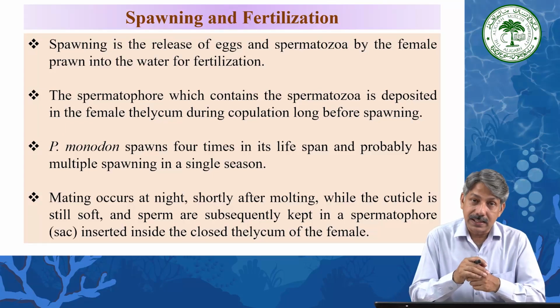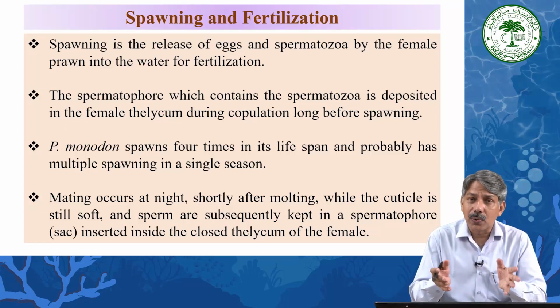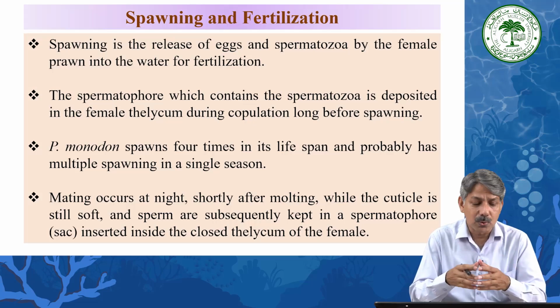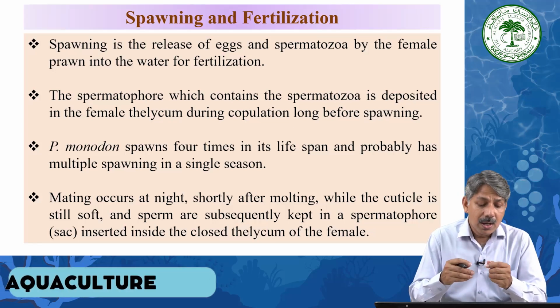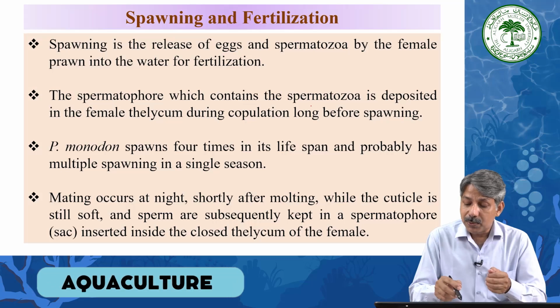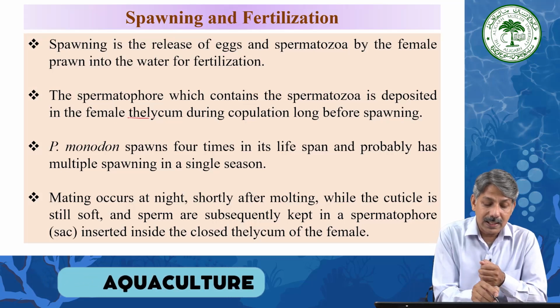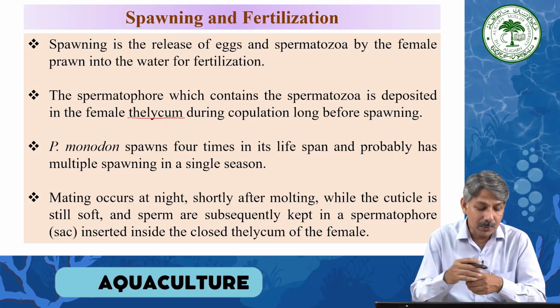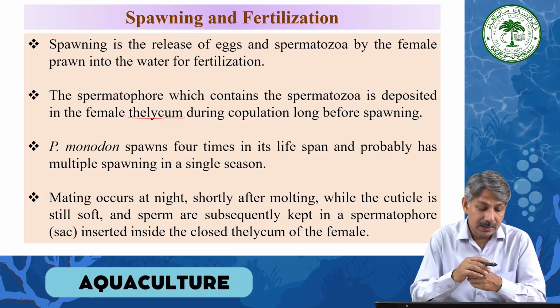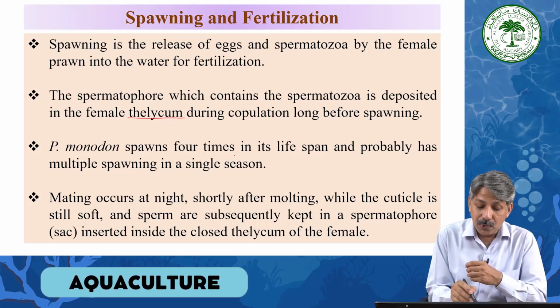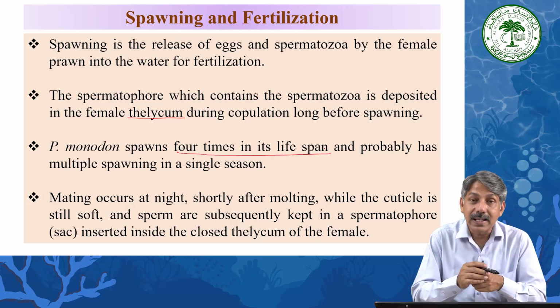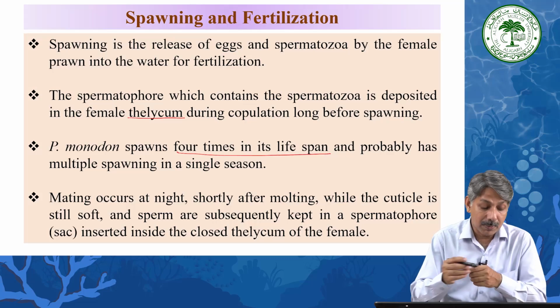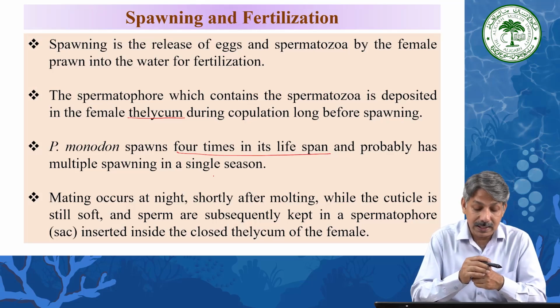Now, spawning and fertilization. Spawning, we all know, refers to the release of eggs and spermatozoa by the two sexes of the prawn into the water for fertilization. The spermatophore, which contains the spermatozoa, is deposited in the female thelycum during copulation long before spawning, and from the ampules they are transferred into the thelycum. Penaeus monodon spawns 4 times in its lifespan, and probably has multiple spawning in a single season.